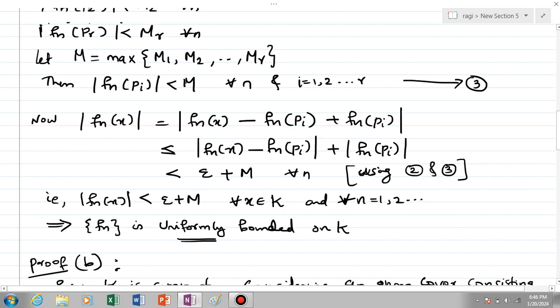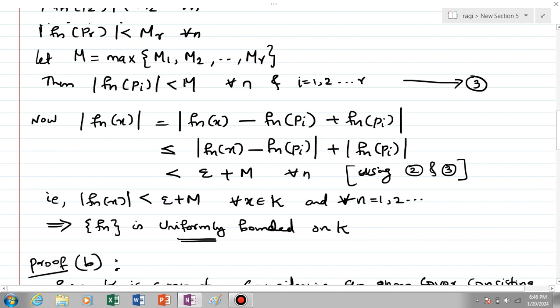This means that the sequence f_n is uniformly bounded on K. That is, there is a bound epsilon plus M for every function f_n and for every x element of the compact set K. So this is a clear proof that the sequence f_n is uniformly bounded on K.